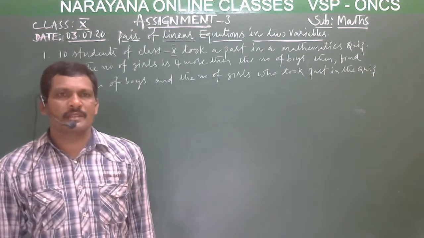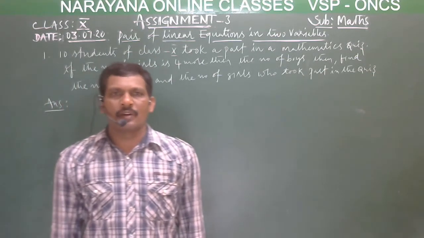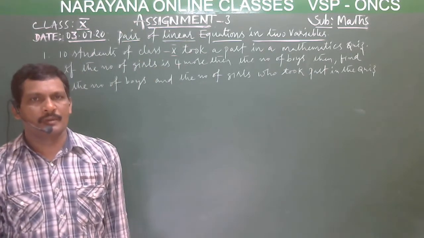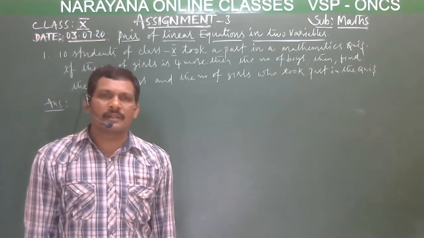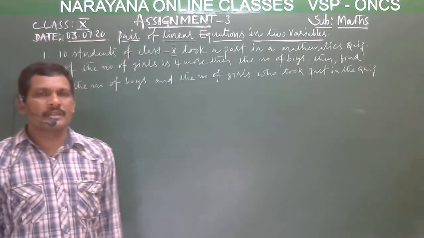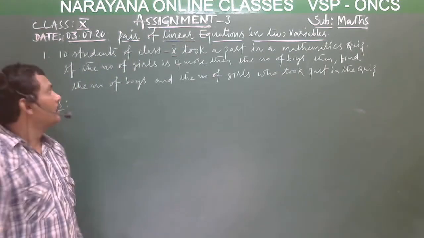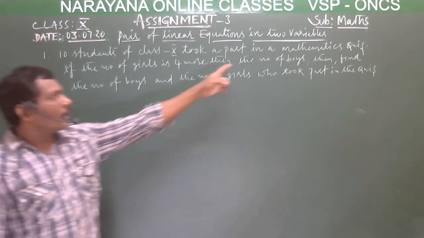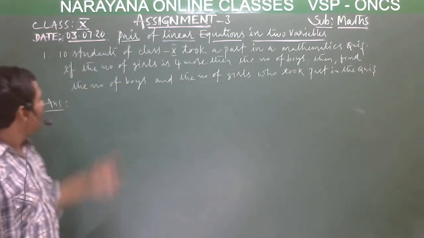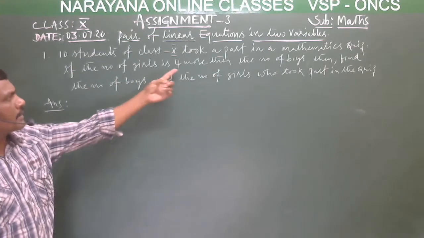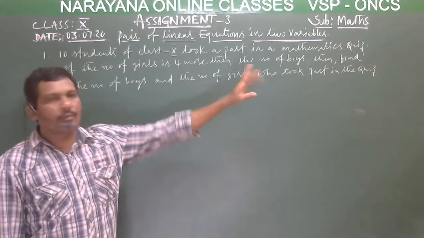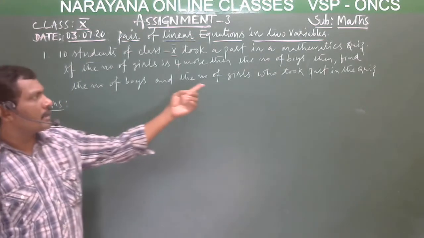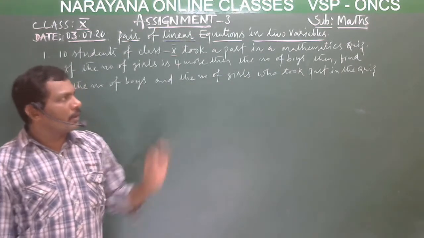Today we will discuss pair of linear equations in two variables. Assignment number 3. Now we will discuss the first question. 10 students of class 10 took part in a mathematics quiz. If the number of girls is 4 more than the number of boys, then find the number of boys and the number of girls who took part in the quiz.